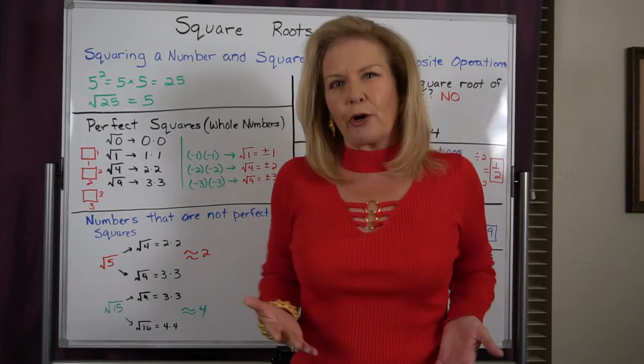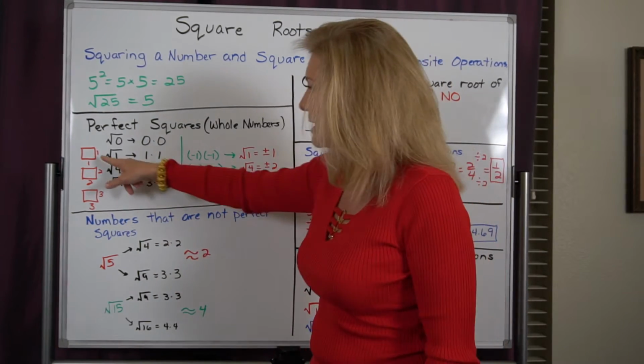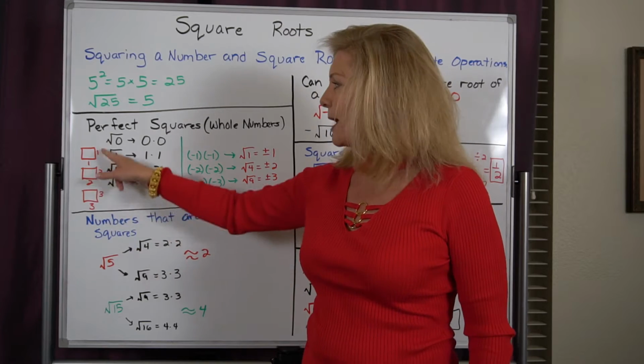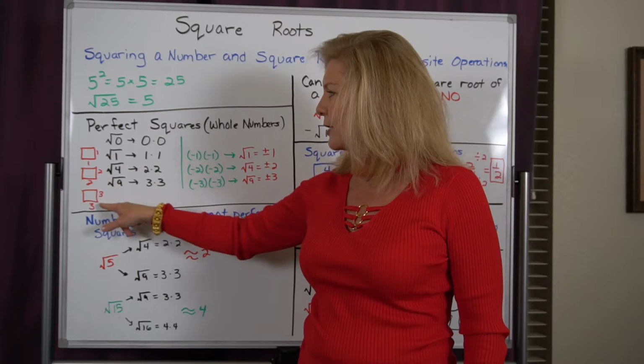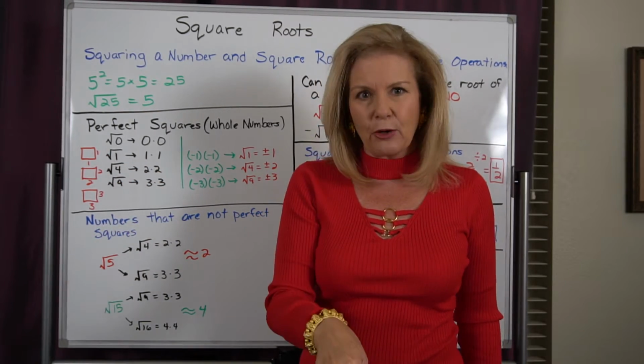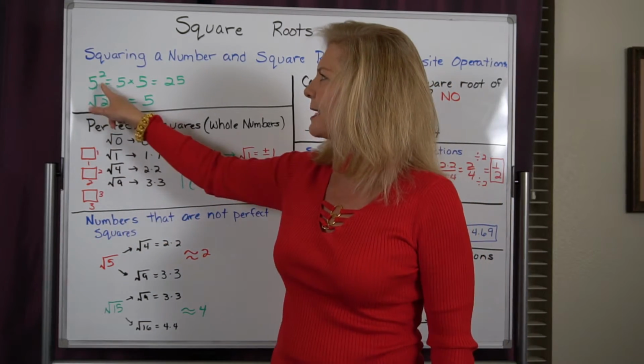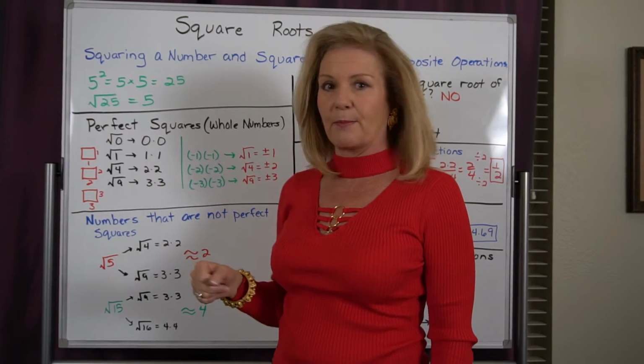Why do we call them perfect squares? Because they actually make squares. A 1 by 1 square, a 2 by 2 square, a 3 by 3 square. And right there we can see that relationship going back to that squaring of a number.